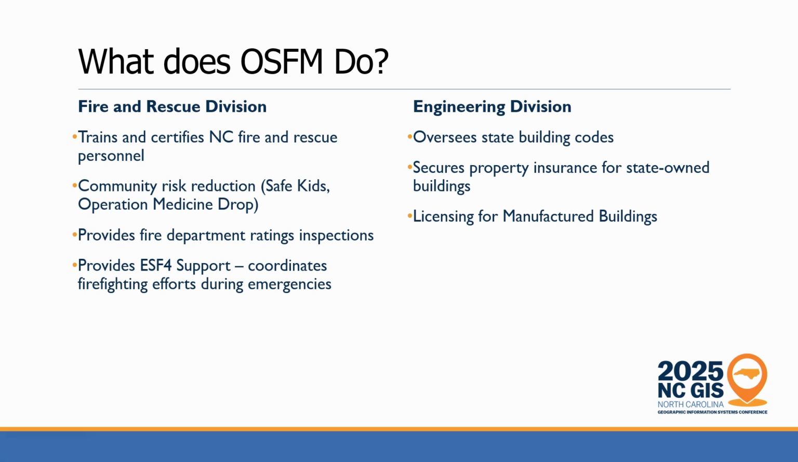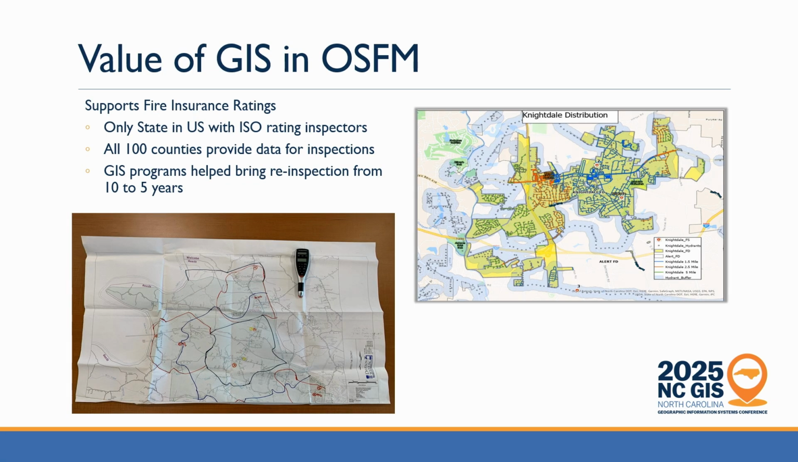We have a CRR division that, you may have a local government, you have Safe Kids, ever heard of Operation Medicine Drop. We provide fire department ratings, inspections. During the EOC event, we provide ESF4 support, which coordinates firefighting efforts during emergencies. We also oversee the state building codes, secure property insurance for state-owned buildings, and license for manufactured buildings, among other things. So I'm going to talk a little bit about the value of GIS.